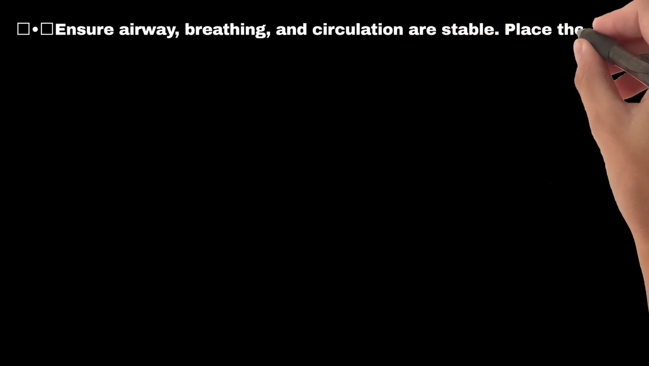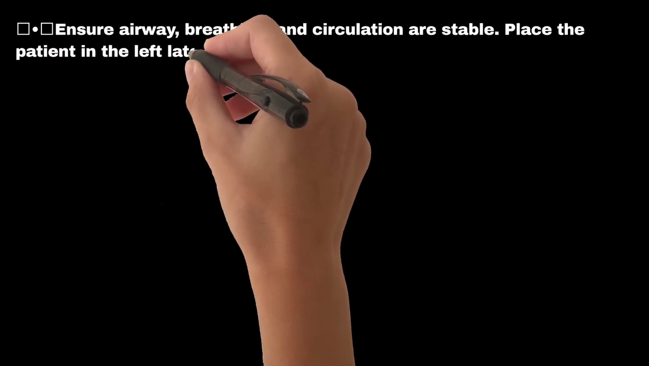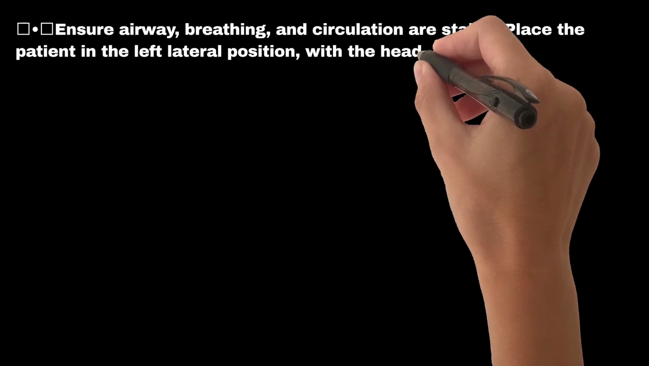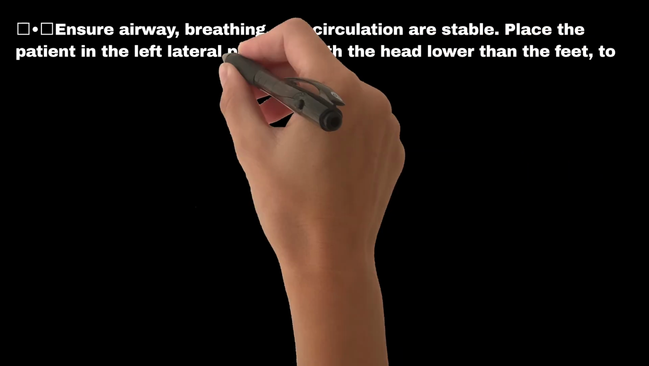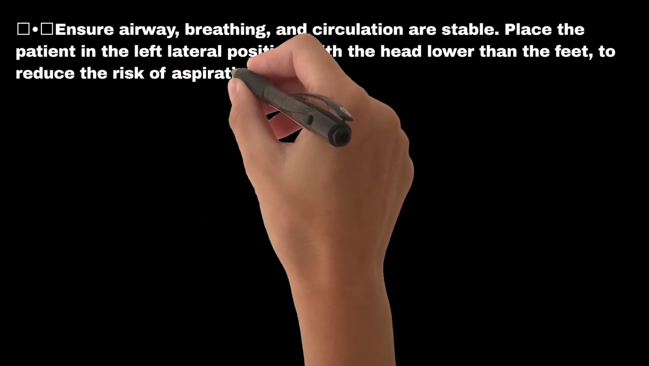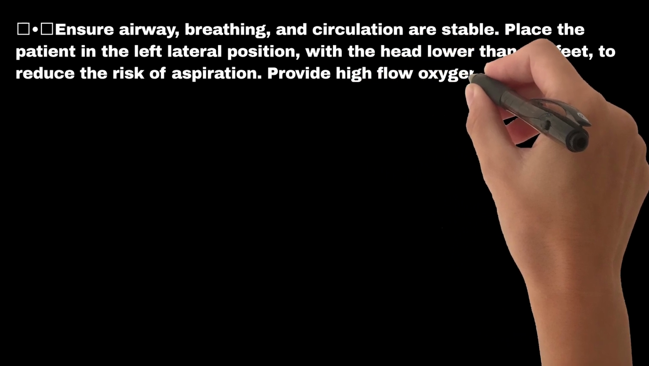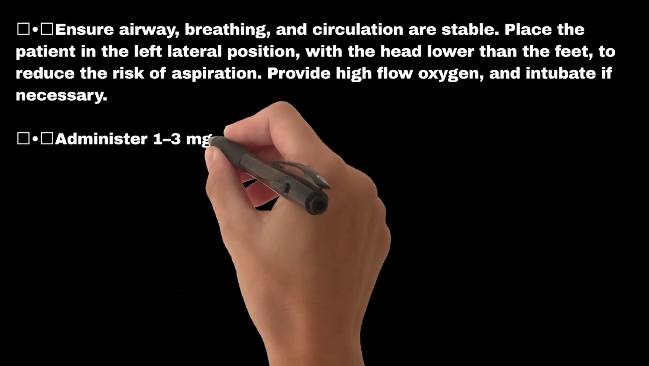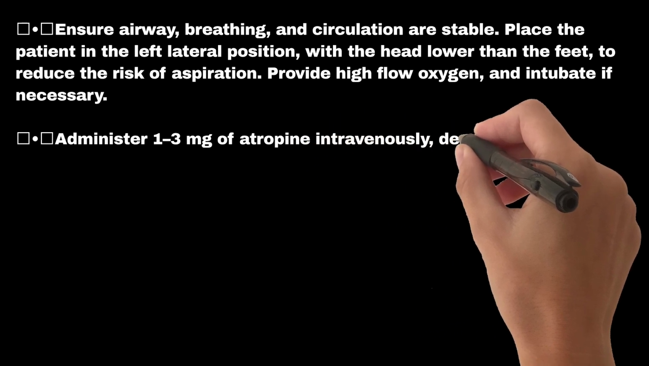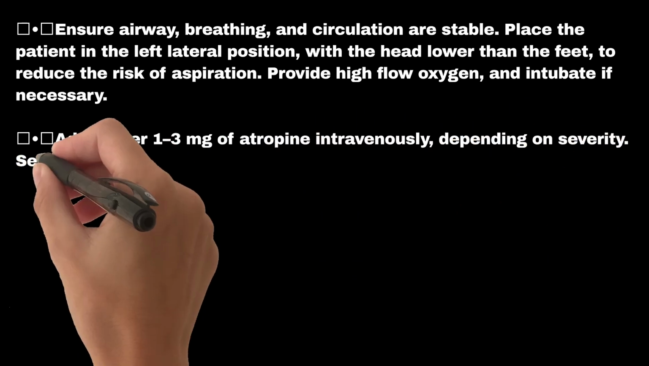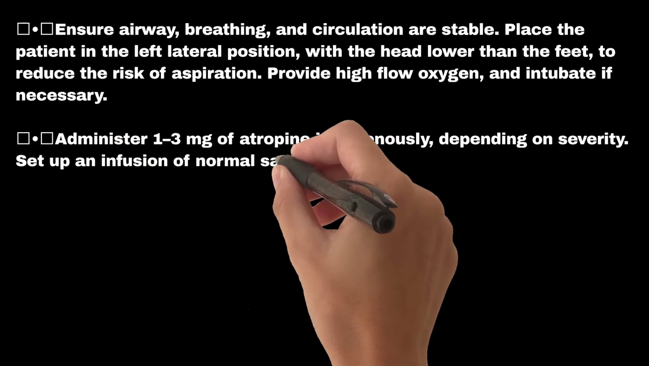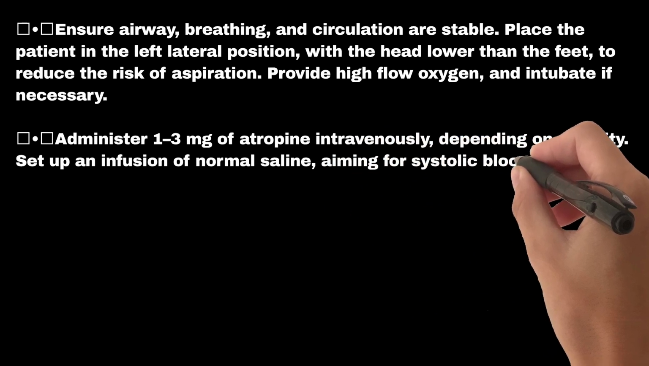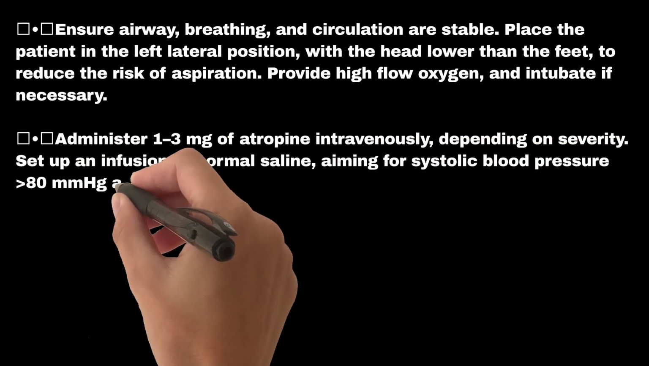Place the patient in the left lateral position, with the head lower than the feet, to reduce the risk of aspiration. Provide high-flow oxygen, and intubate if necessary. Administer 1 to 3 mg of atropine intravenously, depending on severity. Set up an infusion of normal saline, aiming for systolic blood pressure greater than 80 mm of mercury and urine output greater than 0.5 ml per kilogram per hour.